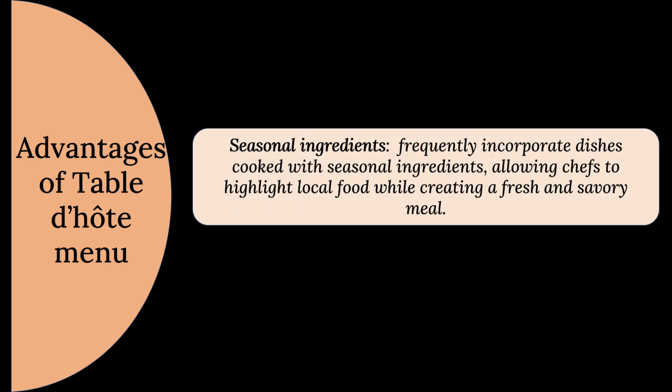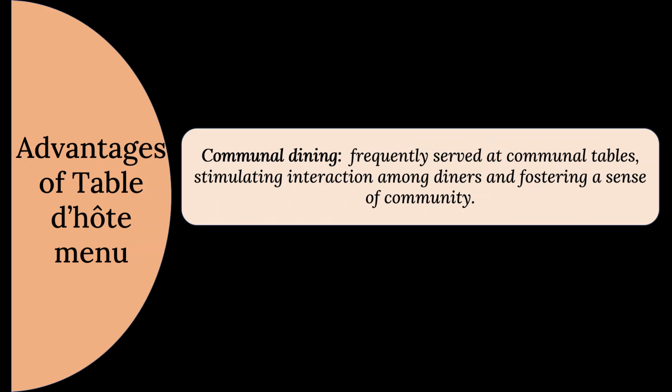Seasonal ingredients. It frequently incorporates dishes cooked with seasonal ingredients, allowing chefs to highlight local food while creating a fresh and savory meal. That is another advantage. Communal dining. It is frequently served at communal tables, stimulating interactions among diners and fostering a sense of community. So whenever five or six people are together enjoying the meal, definitely there will be interactions, and you can enjoy your dinner as a team. A sense of community will be fostered.